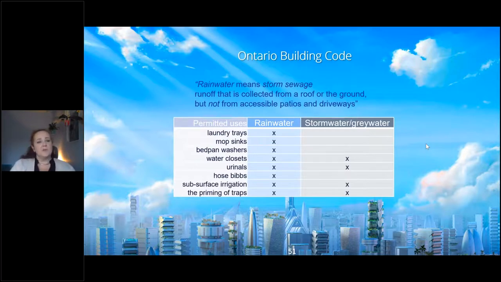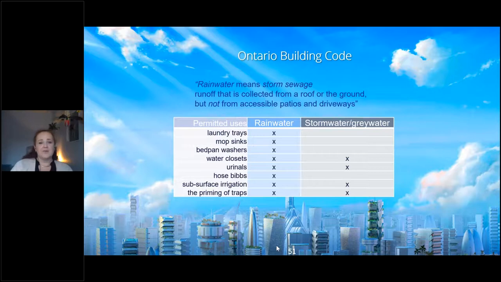And now I'm going to hop on to what I think, if I just check, is going to be my final subject, which is about rainwater harvesting. So the rainwater, under the Ontario Building Code, we have a definition of what is rainwater and what is stormwater. So rainwater is storm sewage, they call it, runoff that is collected from a roof or the ground, but not accessible patios and driveways.